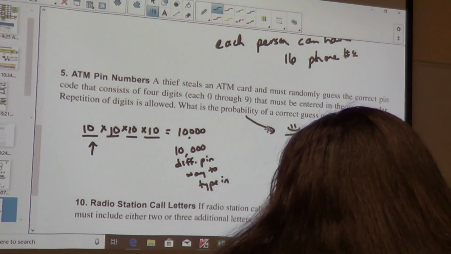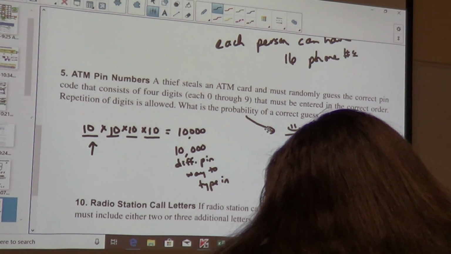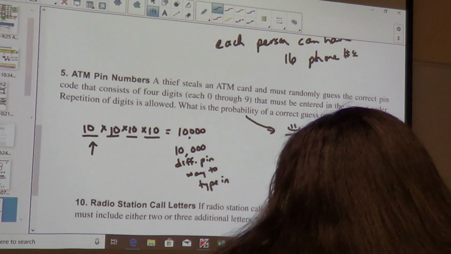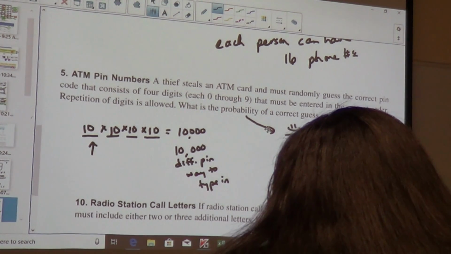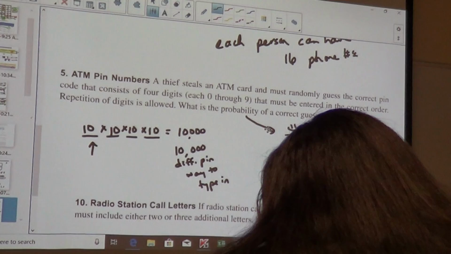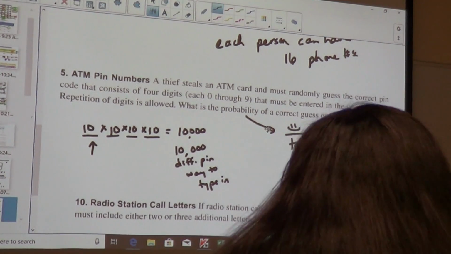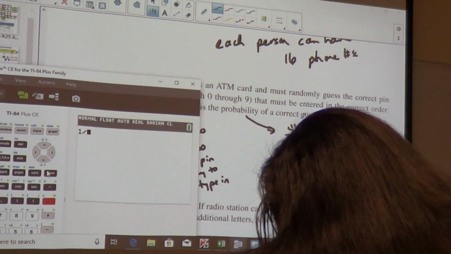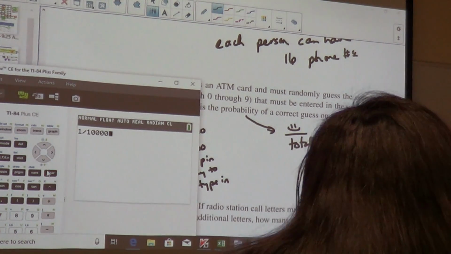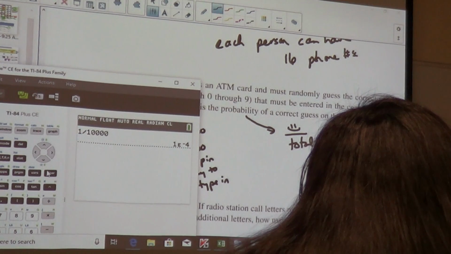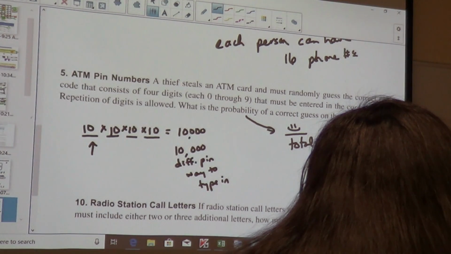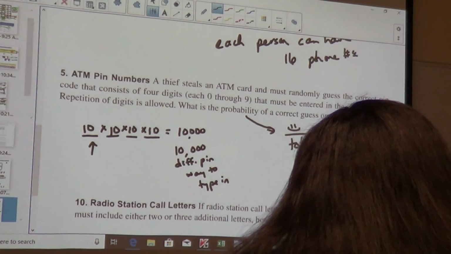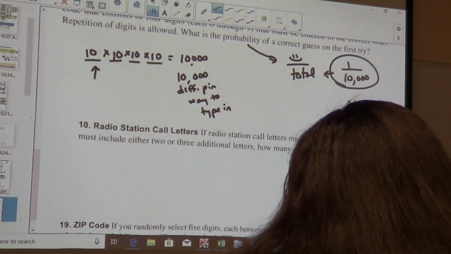So what is the probability that he is going to guess it on the first try? 1 out of 10,000. So do we think he's going to steal your money? No. And if we wanted to, we could do 1 divided by 10 to the 4th, so that means 0.0001. So there's a 0.01% chance that he's going to steal your money. Probably ain't going to happen.